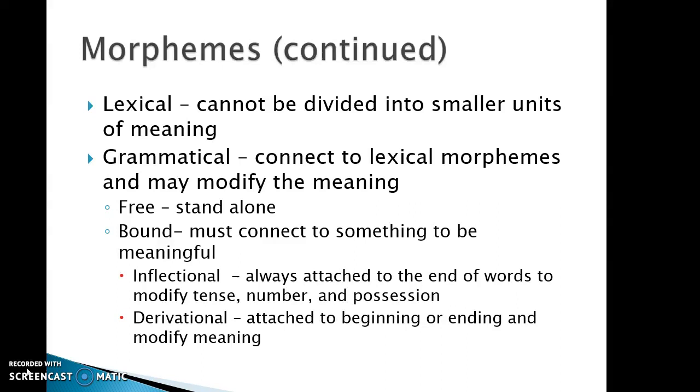One is inflectional morphemes, and they're always attached to the end of words to modify tense, number, or possession. So Katie's cat would be an example of possession. I played would be an example of indicating tense. I am playing, ing at the end of words, indicating a difference in when something happened. And derivational morphology attaches to the beginning or the end of words. That's taking a word that already exists and attaching a prefix or a suffix to it.